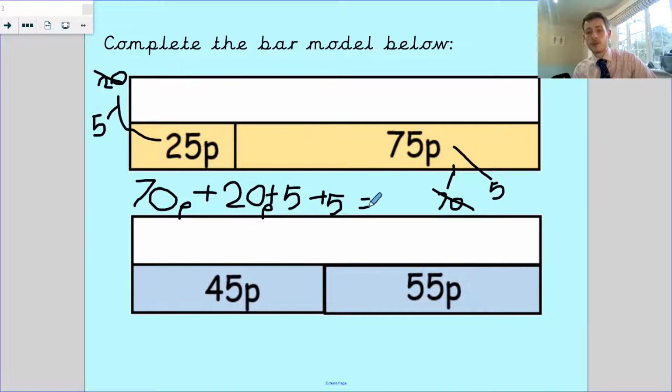And then what I'm going to do is add them all up together. So again, just like the related fact, 70 add 20 is just like saying 7 add 2. So 7 add 2, I know, is 9, or 70 add 20 is 90. I've then got to add on 5 and 5. So 90 add 5 is 95. Add 5 is 100.